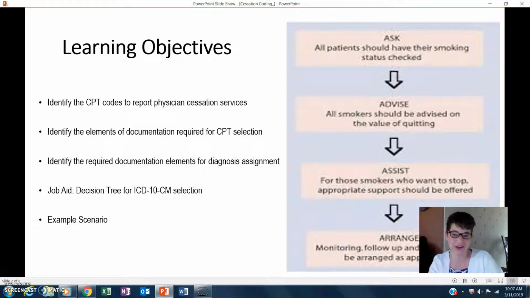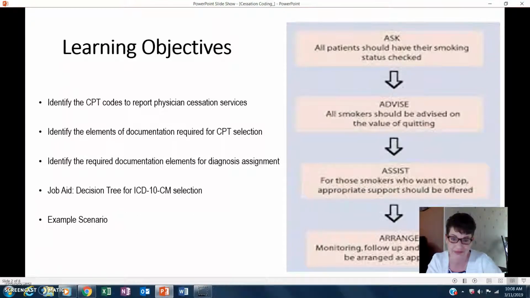We're going to identify the CPT codes that you need to bill for cessation services. We're going to identify the elements of documentation that should be included and meet the CPT definition. We're going to identify the documentation elements that should be there for the diagnosis assignment. And I've put together a decision tree that can help that process for the coders, as it can be pretty tricky sometimes. And there's an example scenario that we're going to talk about together.